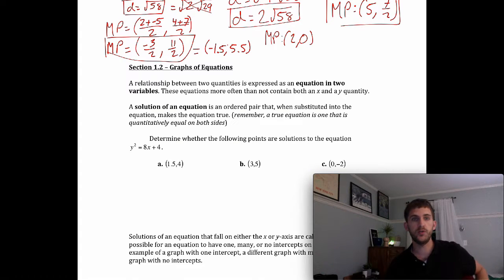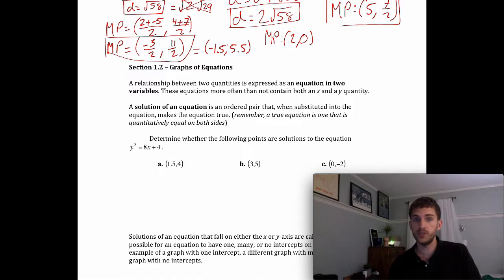Right, for section 1.2, we're talking about graphs of equations. So, starting off, a relationship between two quantities is expressed as an equation in two variables. The variables we've been dealing with are usually just x and y, so we're going to keep with those for a little bit.